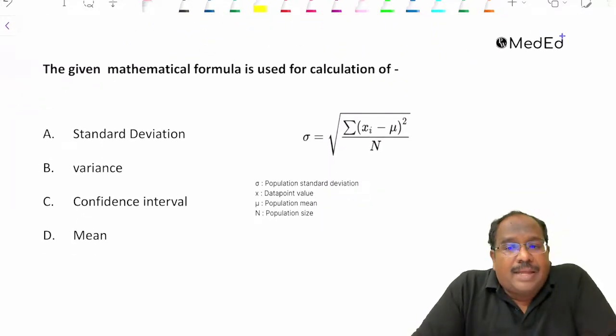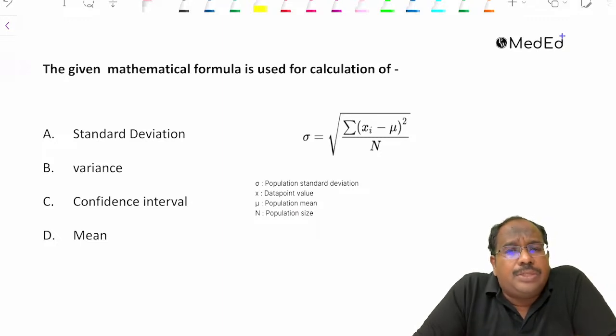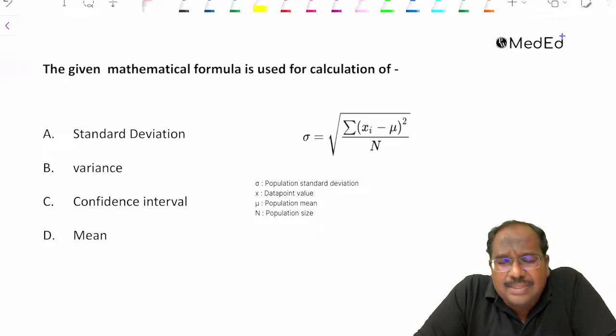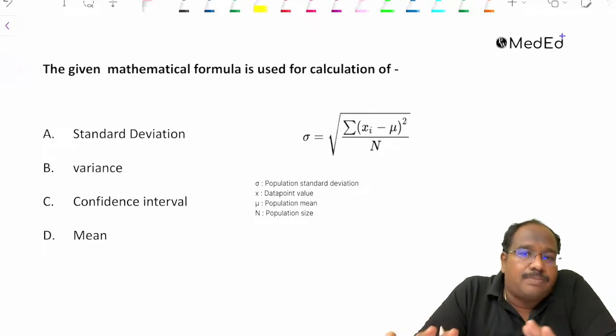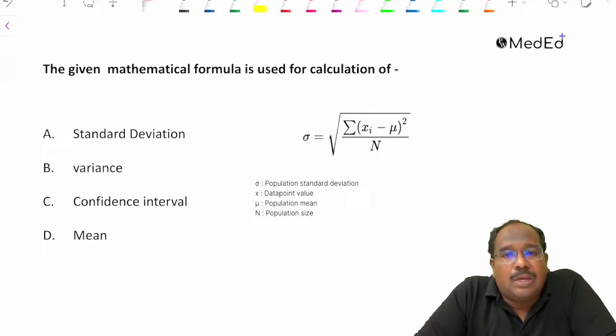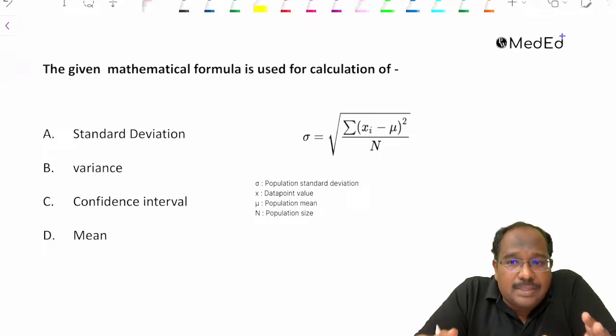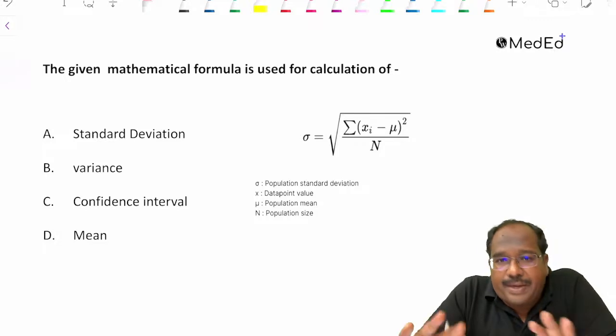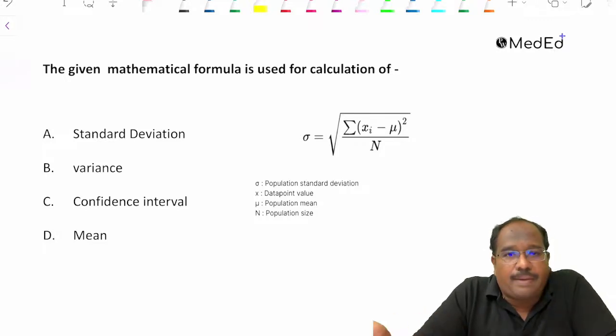So the given mathematical formula is used for the calculation. The topics commonly asked for these exams are biostatistics, epidemiology, screening, and communicable disease. These are some of the areas they give more weightage, so the questions are also framed that way. This is also a last exam question.